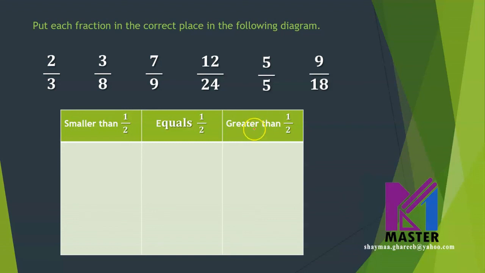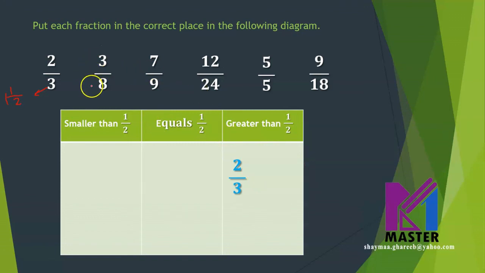So I will look at each fraction here and think, is it greater or smaller than the half? The first fraction is 2 over 3. Is 2 half of 3? No. What is half of 3? Half of 3 is 1.5, right? Is 2 greater than 1.5? Yes. So this fraction is greater than half, so I will put it in this place.